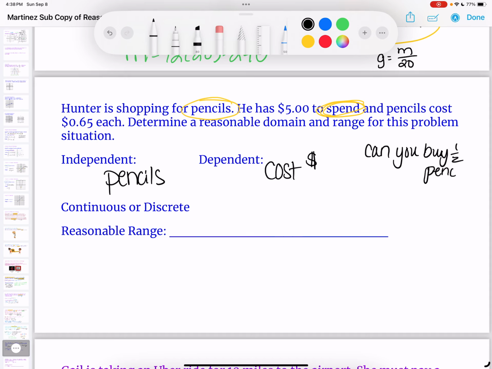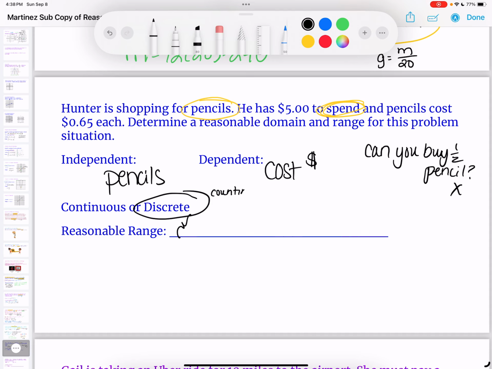No. So that's going to be discrete because you count whole pencils. Okay? And this one just wants the range. So we have to figure out how much money they could spend. So it says he has $5 and pencils cost 65 cents each. So you could start off at, so remember, it's discrete, so we're going to be counting.